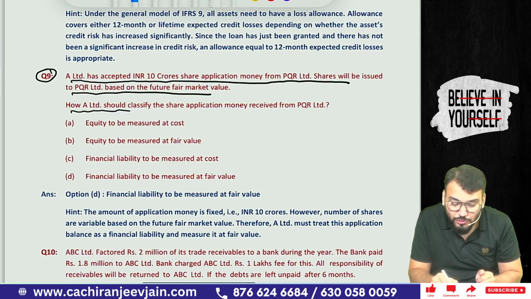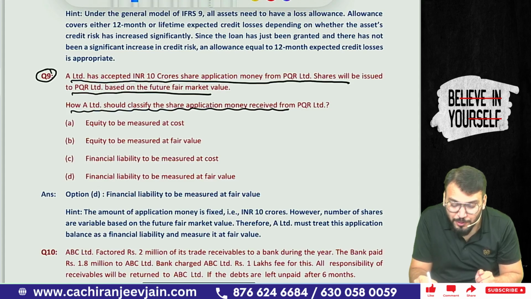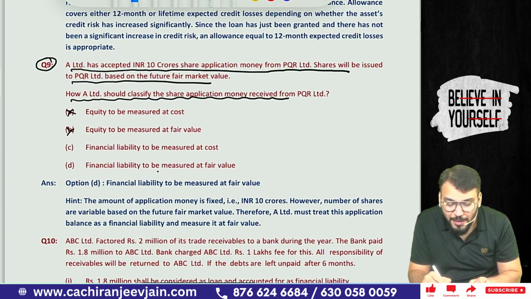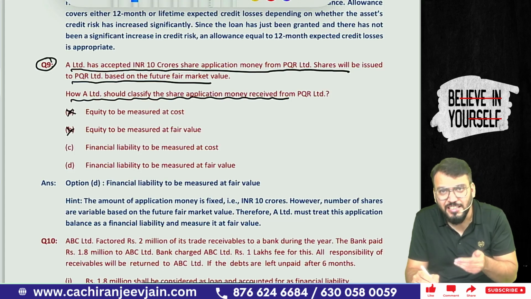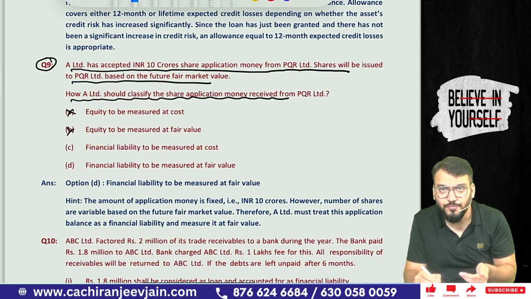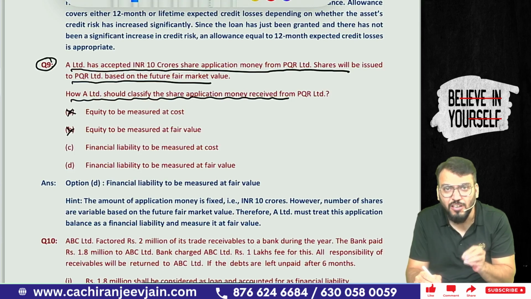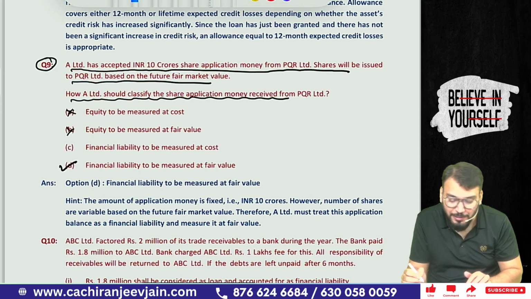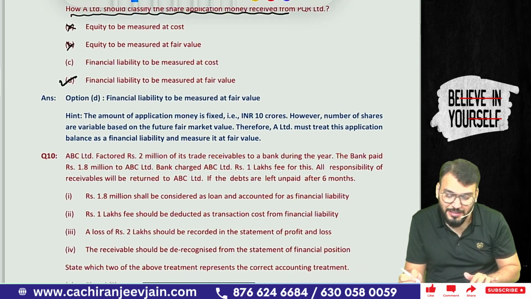So how should A Limited classify the share application money received from PQR Limited? So of course option number A and option number B are not correct. Either it will be a financial liability measured at cost or a financial liability measured at fair value. Because it is equity shares, it will be measured at fair value. Correct? Because there is no contractual cash outflow in this case. So financial liability measured at fair value. Option number D will be correct. Got this point? Yes, sir.